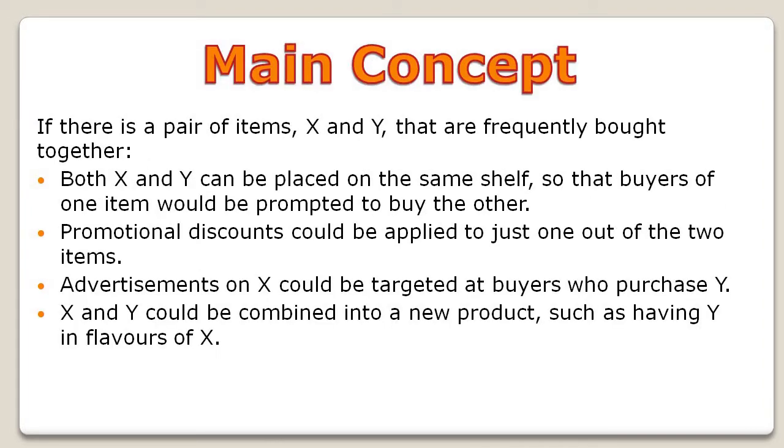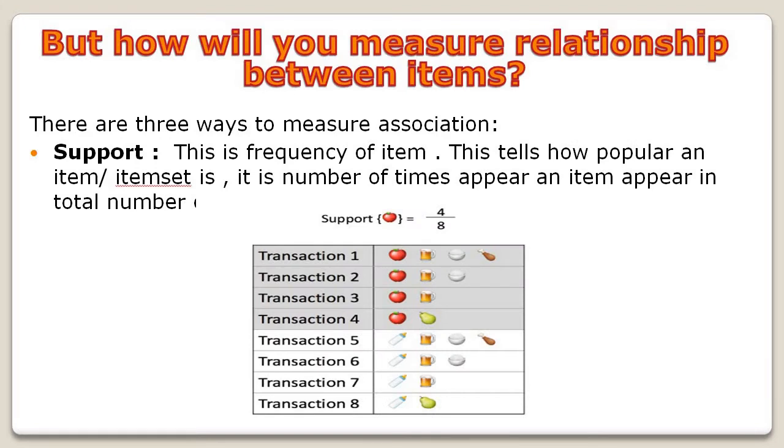Now we will move on to the how of market basket analysis. If there is a pair of items X and Y that are bought frequently together, then first, both X and Y can be placed on the same shelf. So the buyer of one item would be prompted to buy the other. Businesses can also apply a promotional discount to just one of the two products. Advertisements on X could be targeted at buyers who purchase Y. X and Y could be combined into a new product, such as having Y in flavors of X. Now you know the how and why of market basket analysis.